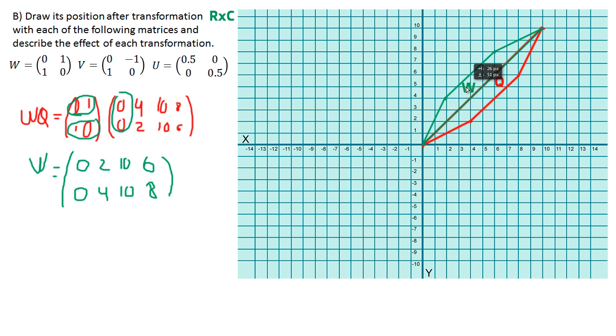This is W. Now, what can I tell you about this transformation? This basically is a reflection on the line y equals x. Let's do the next question.